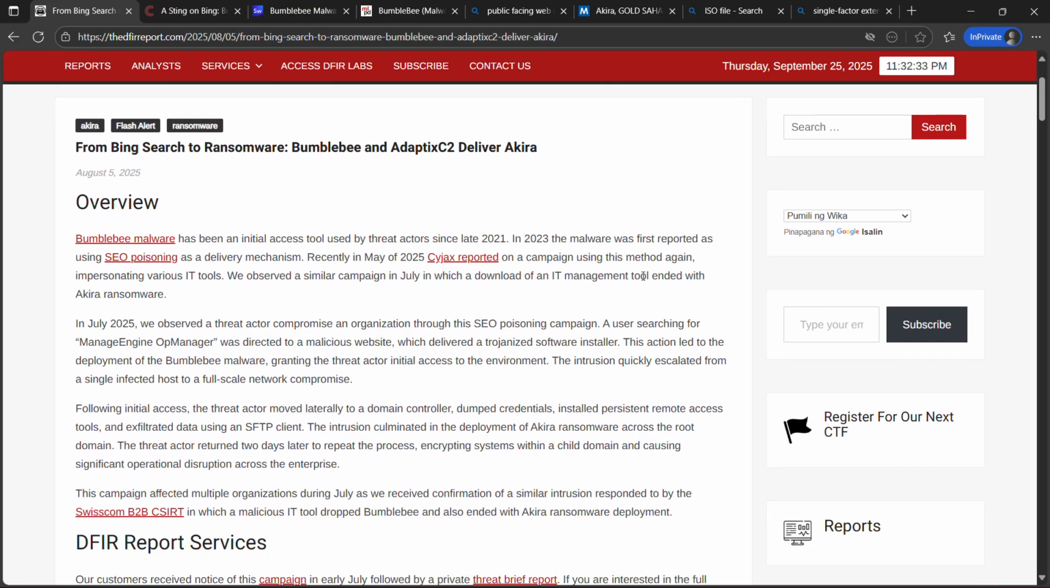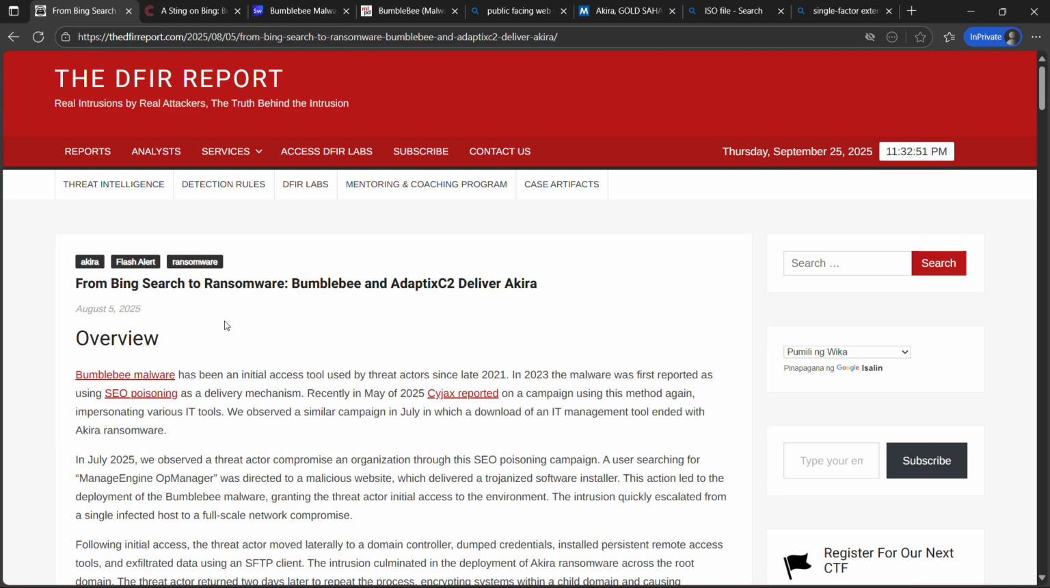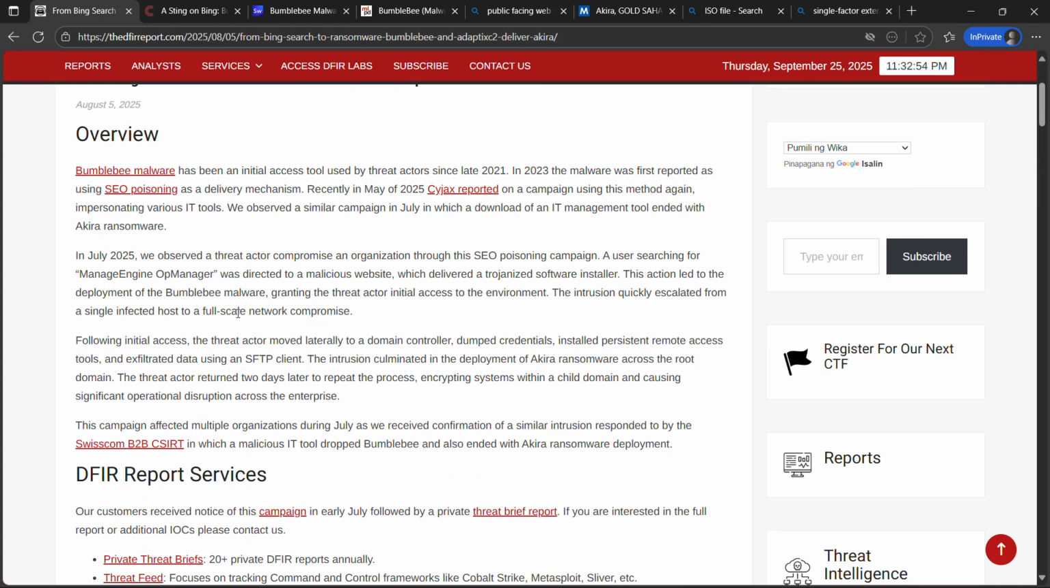Okay, using this method again, impersonating various IT tools will start a similar campaign. Download of an item. So basically, it impersonates IT tools. So when you search for IT tools and you download them, it will turn out that they're malware.